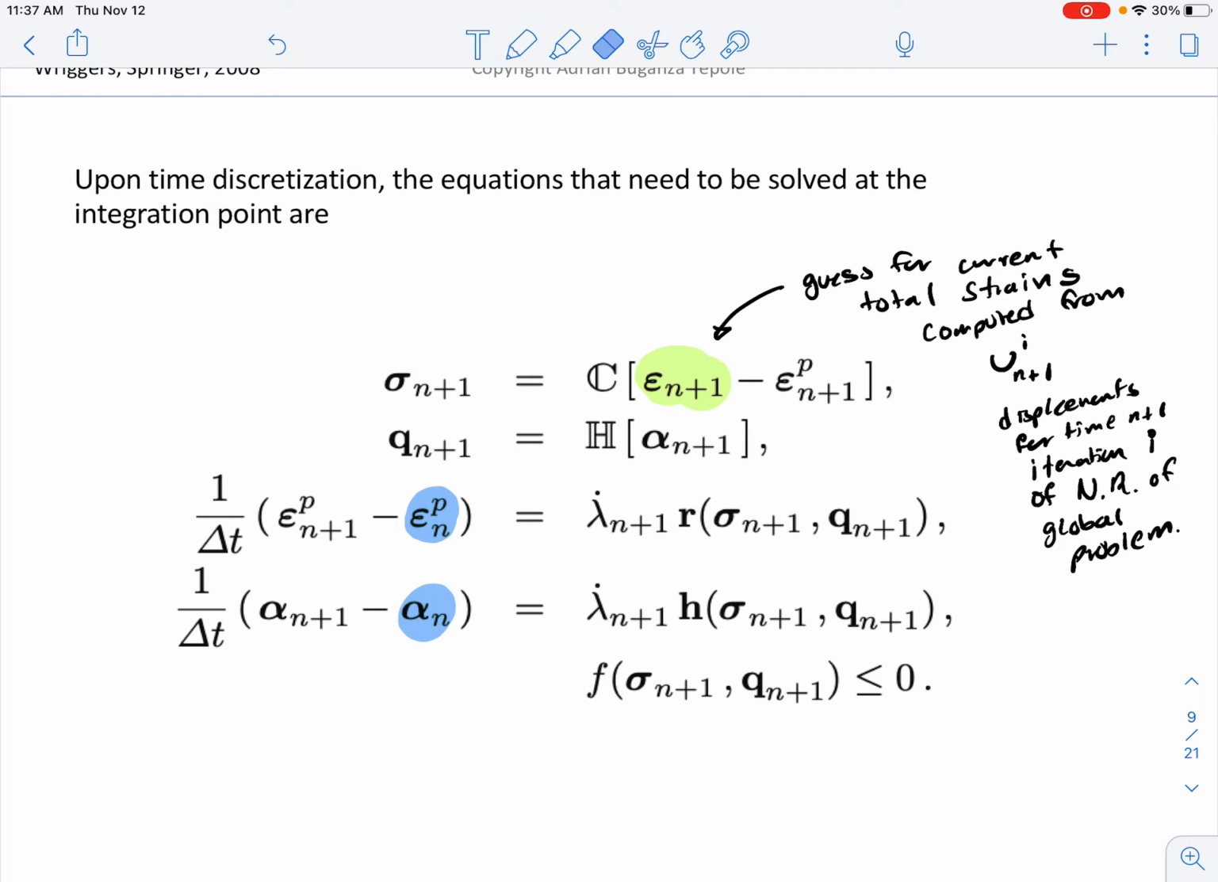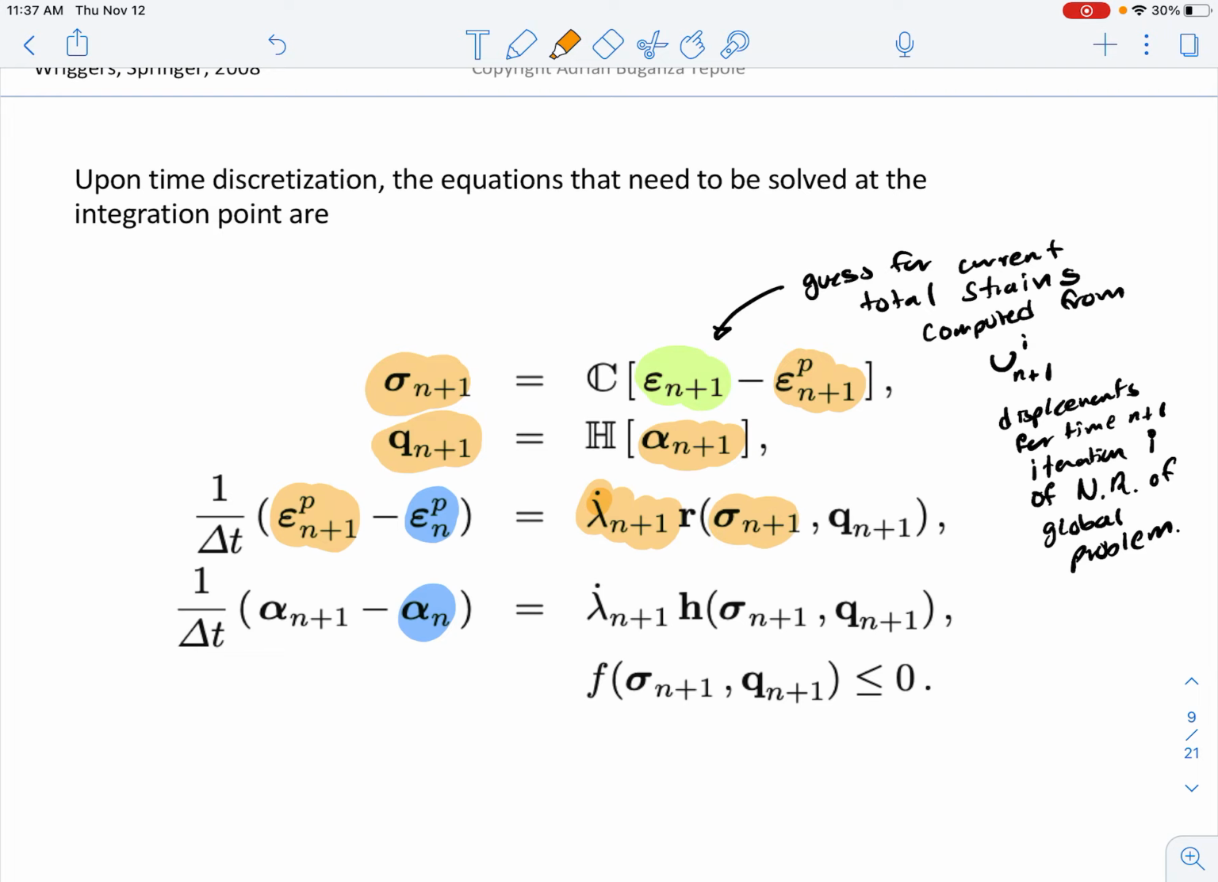And the one thing that is different is that now you cannot evaluate the stress directly from this total strain, but instead you have to solve this system of equations for the new stress, the new back stress, the new plastic strain, right? So all of these are unknown.